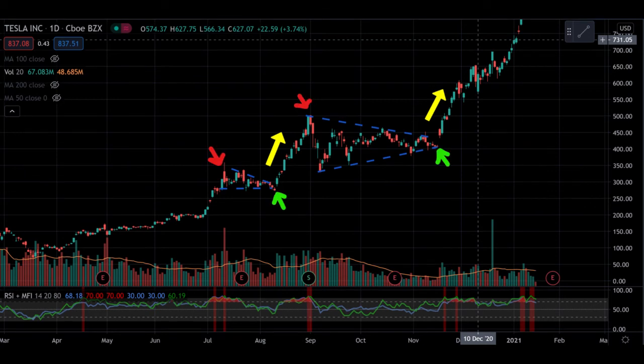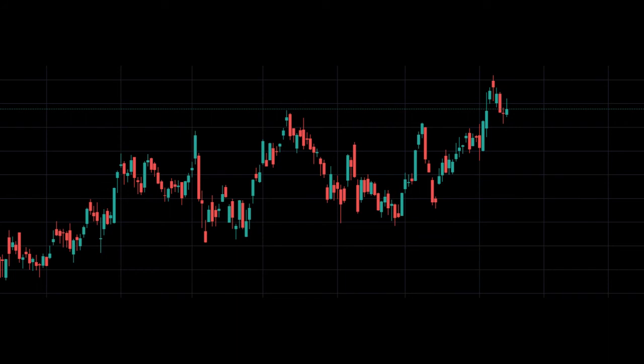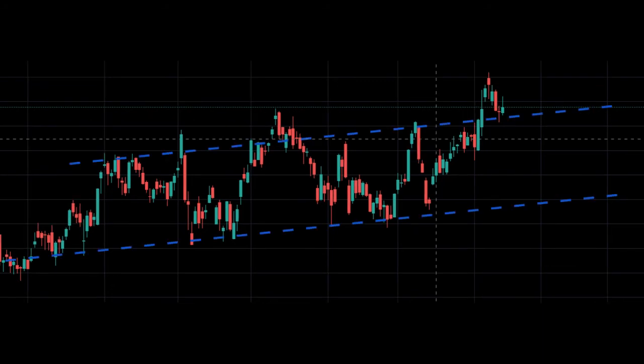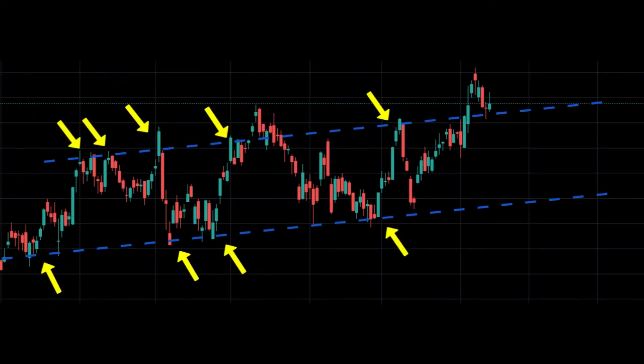Here's an example of this. One of the most basic concepts of technical analysis is support and resistance. Looking at this chart, for example, we can see that this stock seems to be moving in a slight upward channel, with the lower blue line here being support and the upper blue line being resistance.